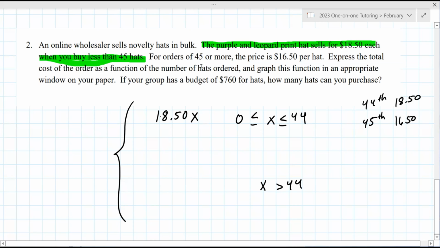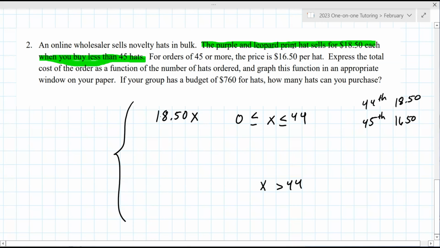That's how I'm reading this. If you buy 44, 45 or more, it's 1650 per hat, starting with the 45th one. Is that how you read it, or do you read it differently? I read it the same. Okay. 45, yeah.